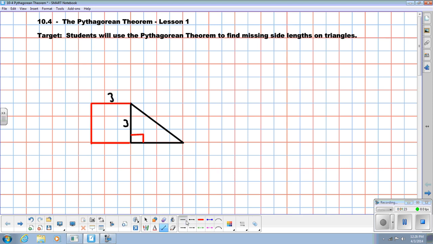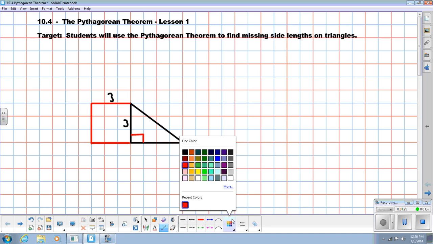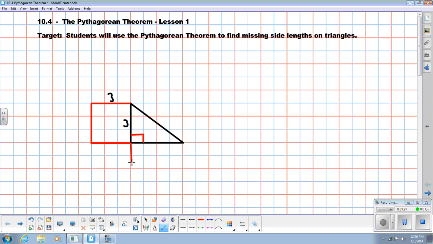Then he noticed that he would need to draw a square off of here. Now, look, if I count the spaces for the side length of the right triangle, I'll notice that there are four spaces. So I've drawn a square here that is 4 by 4. And what he did is he calculated the areas of these squares.